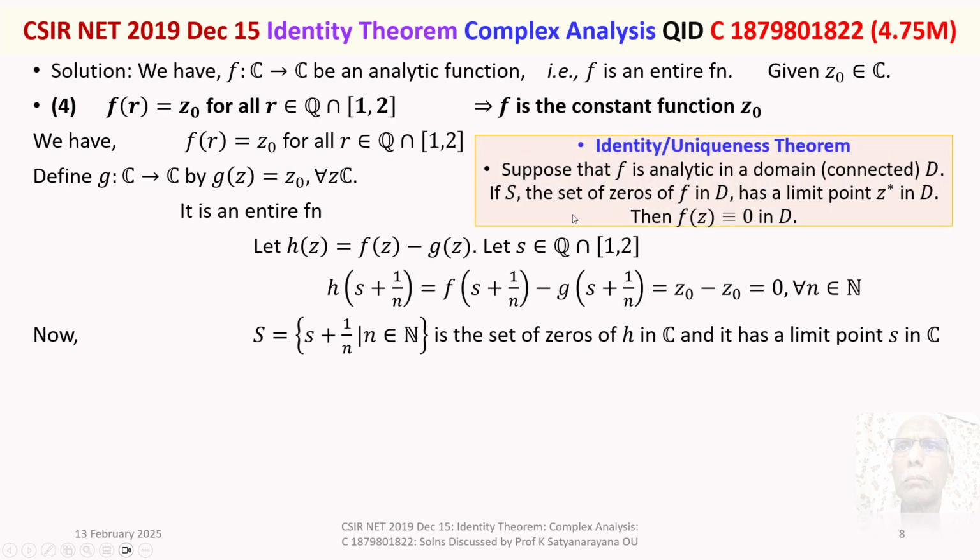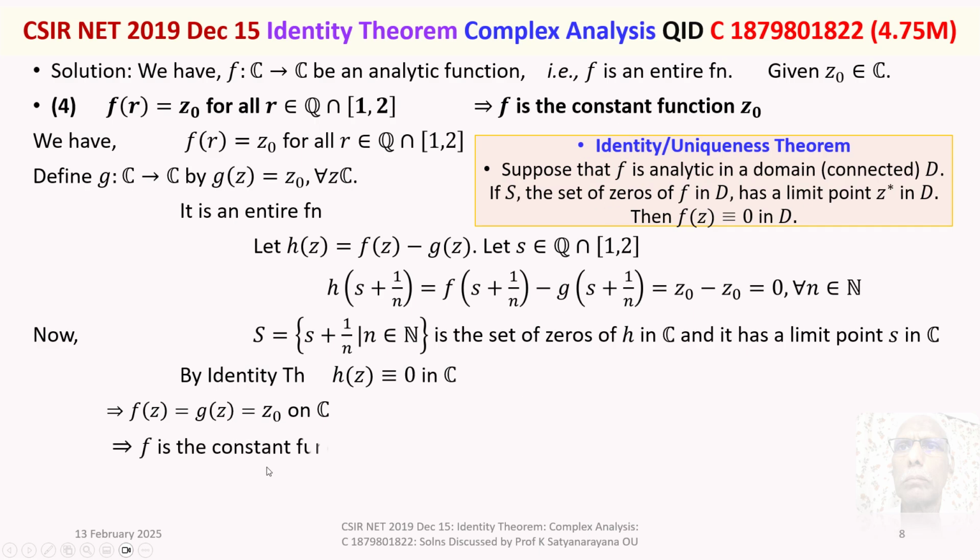Right. So we recall the identity theorem, we have already seen. By the identity theorem, h of z is identically equal to 0 in C. That means f of z minus g of z is identically equal to 0 in C. That means f of z is equal to g of z is equal to z naught on C. Therefore, f of z is equal to z naught on C, a constant function. So f is the constant function z naught. Right. Thus, option 4 is true.